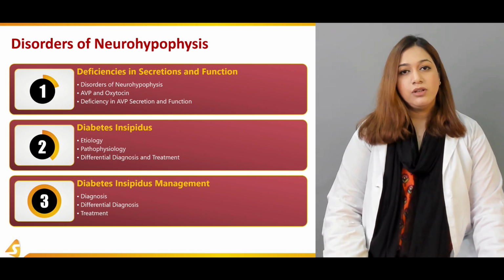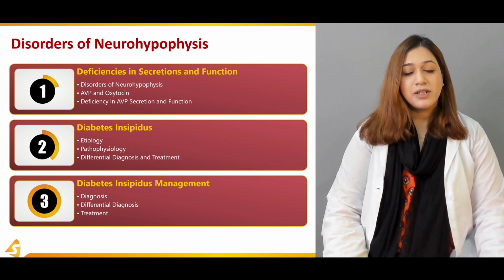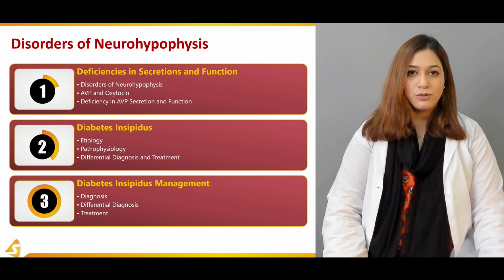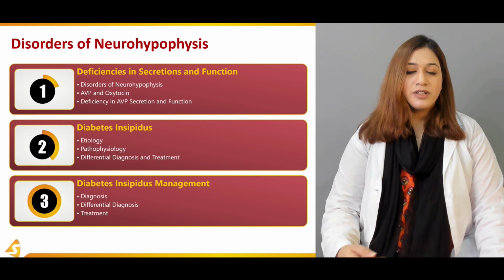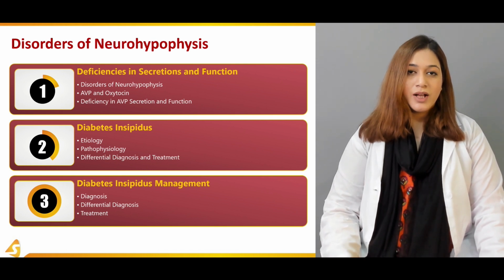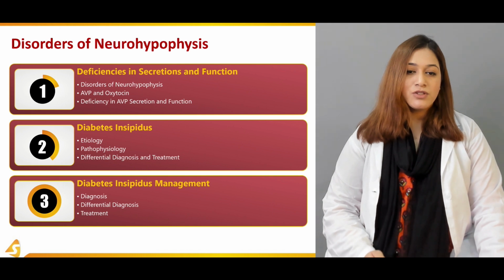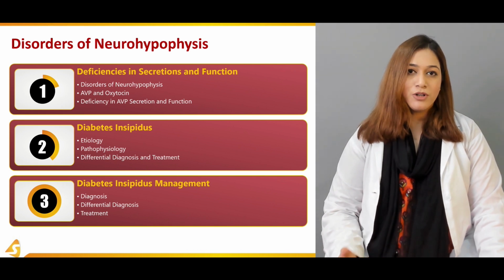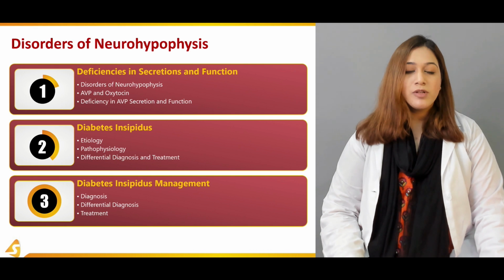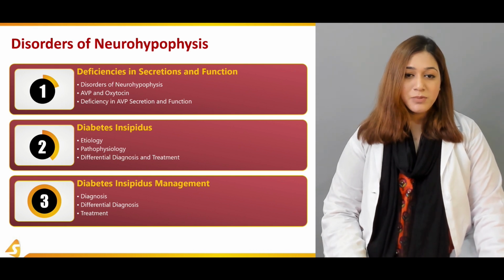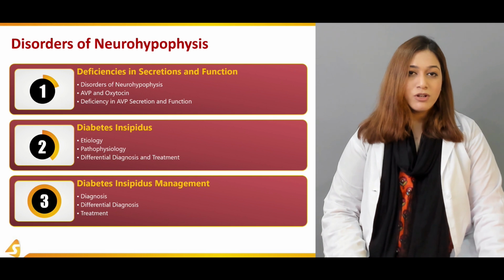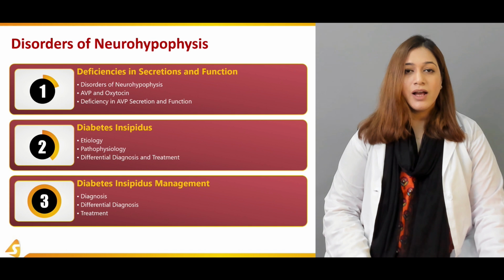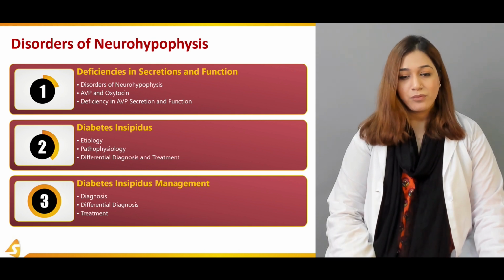In the second section, we will talk about diabetes insipidus. As I have already told you, in case of deficient production of AVP, a syndrome occurs in the body which is known as diabetes insipidus. It is characterized by the production of excessively large volumes of dilute urine. We will talk about the etiology of diabetes insipidus, the pathophysiology behind the syndrome, the differential diagnoses, and how we can treat this syndrome.